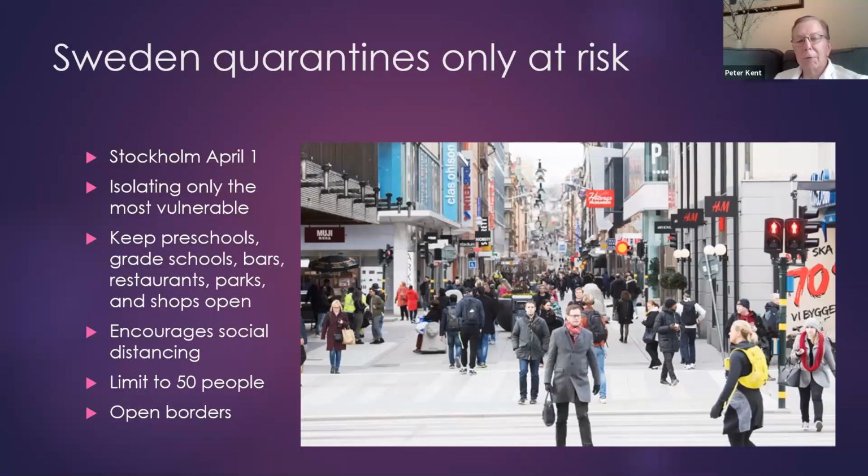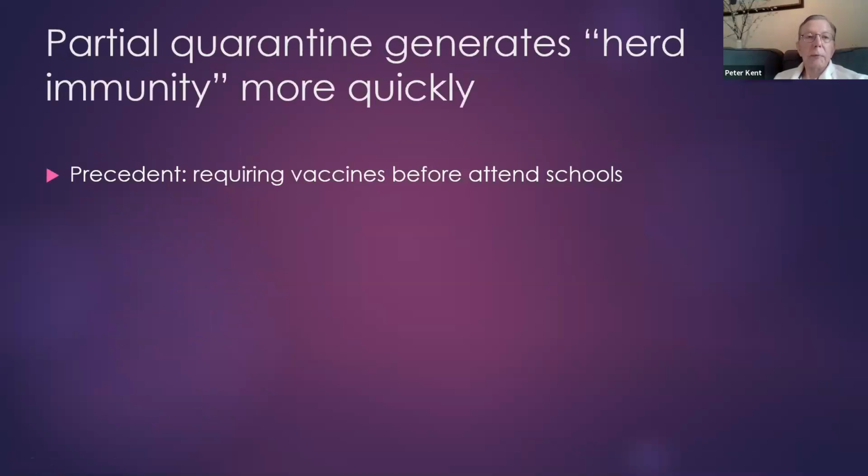I would not have done that. I would have done 10 or 20 people, with a possible exception of schoolrooms. And they maintain open borders. People can come and leave. So they still have, in theory, tourist trade. The partial immunity generates this herd immunity, acquired immunity more quickly.